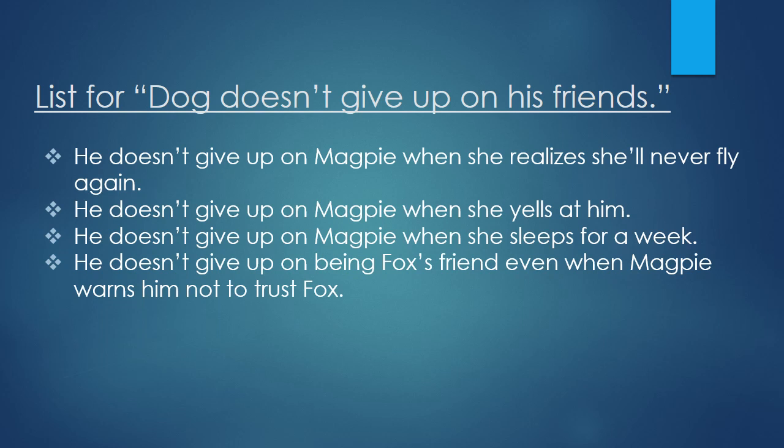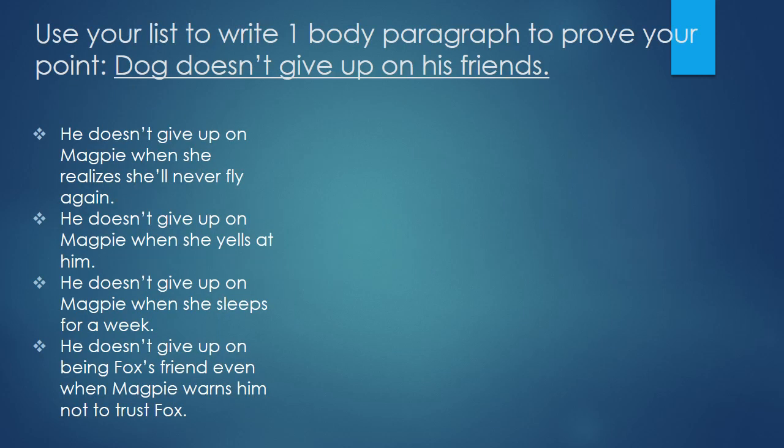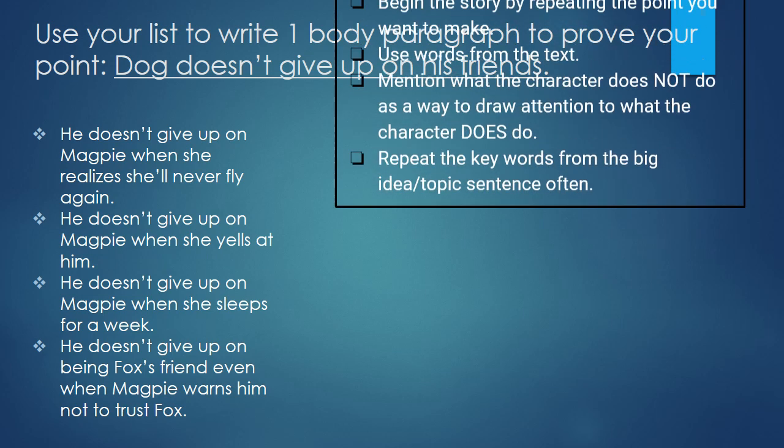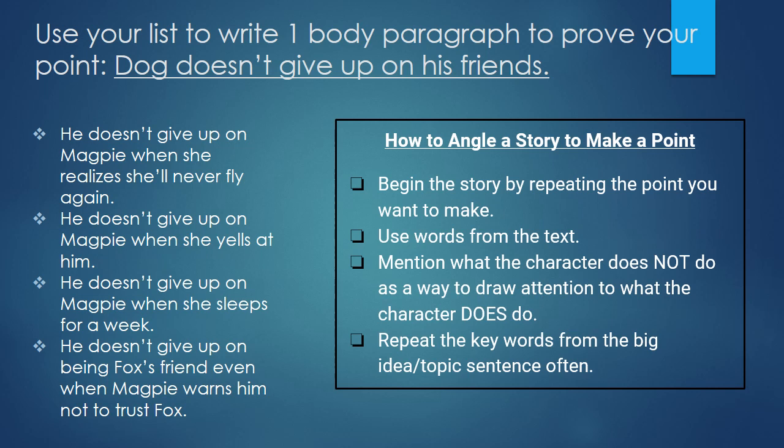So just like I did here, I want you to find 3 to 4 examples in your list to support one of your reasons. Okay, so now I have my list on the side here, and you're going to use your list to write 1 body paragraph to prove your point. And again, I'm putting my reminder, dog doesn't give up on his friends. That's the important point that I always want to go back to. And of course, I want you to use your resources that I've provided. This chart is very important for writing your body paragraphs.